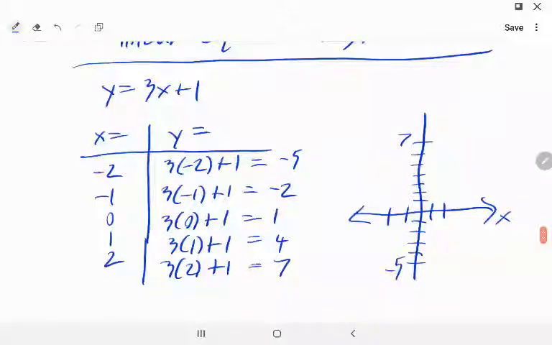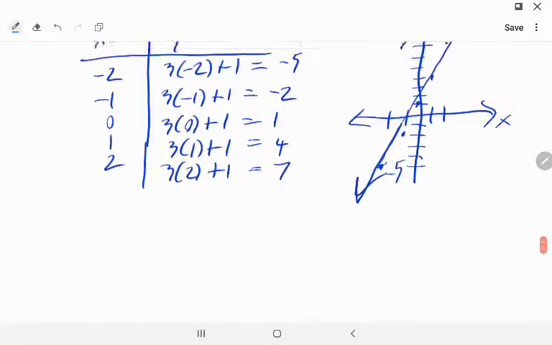So we can plot the point negative 2, negative 5. We can plot the point negative 1, negative 2. Plot the point 0, 1. Plot the point 1, 4. Plot the point 2, 7. As long as our scale is reasonable and our graph is reasonably accurate, we're going to get a fairly straight line. And on quizzes and exams, you'll get a nice grid to work with.